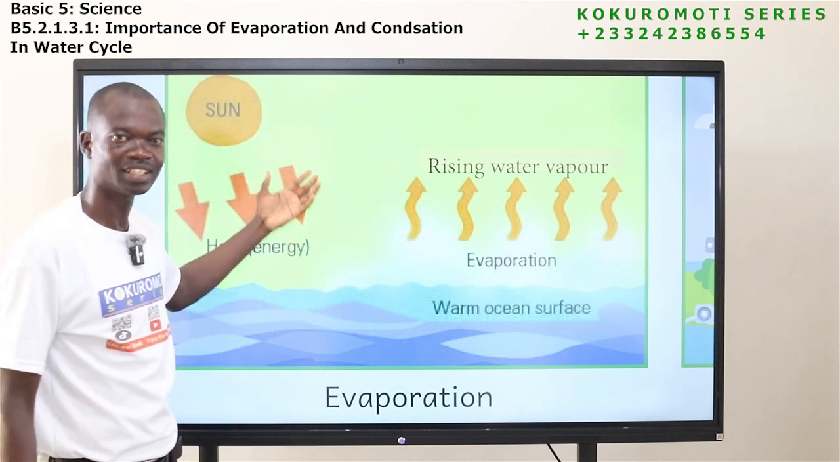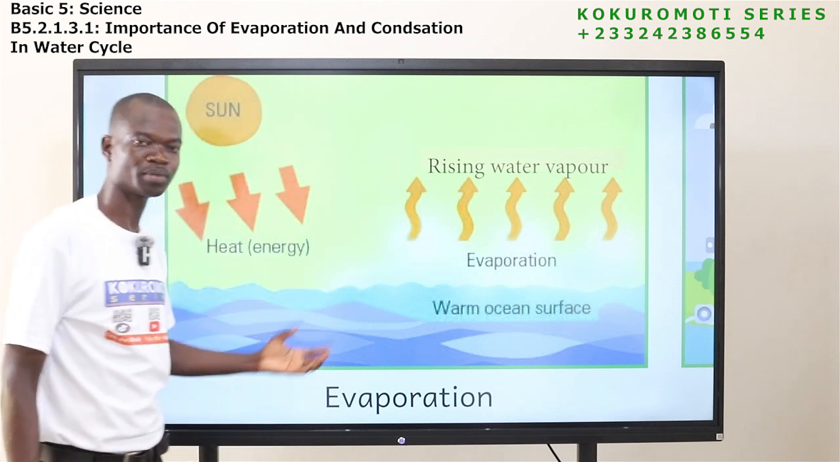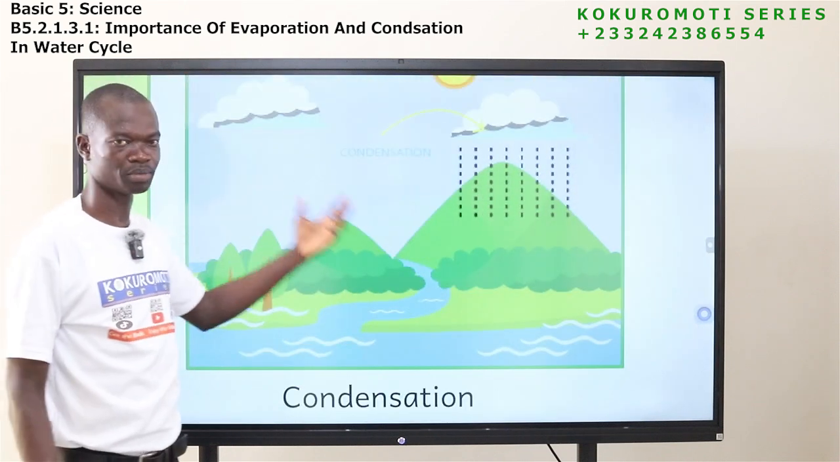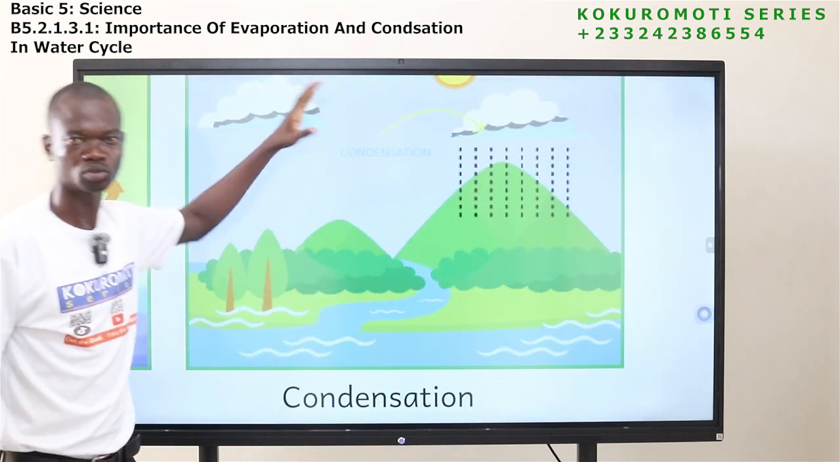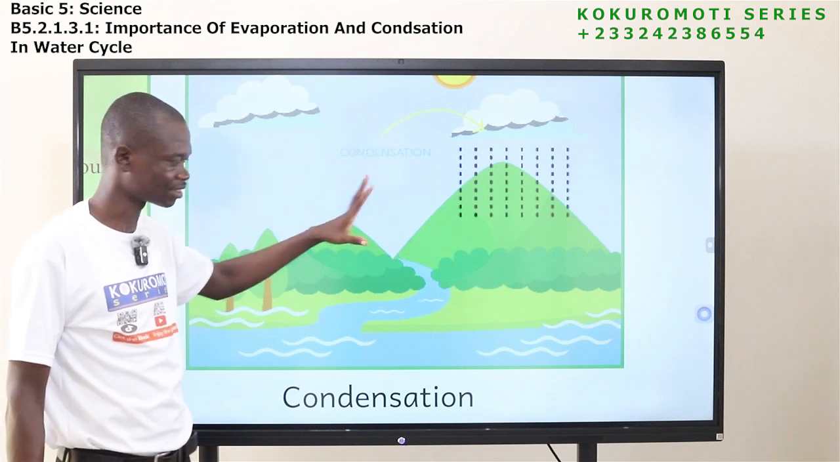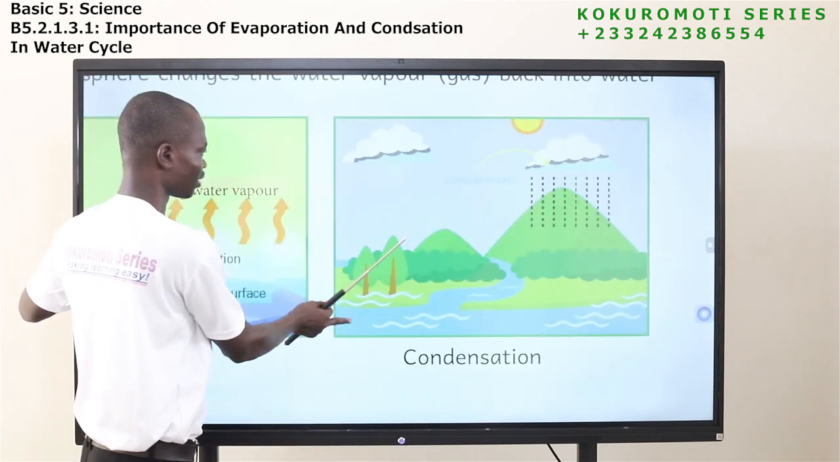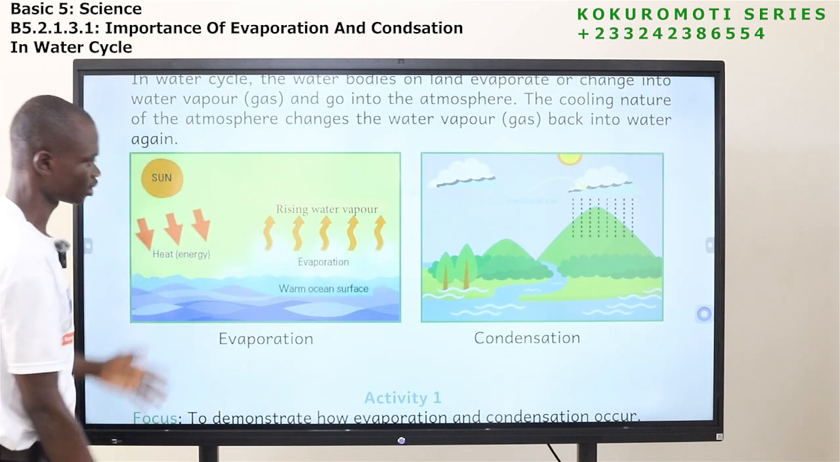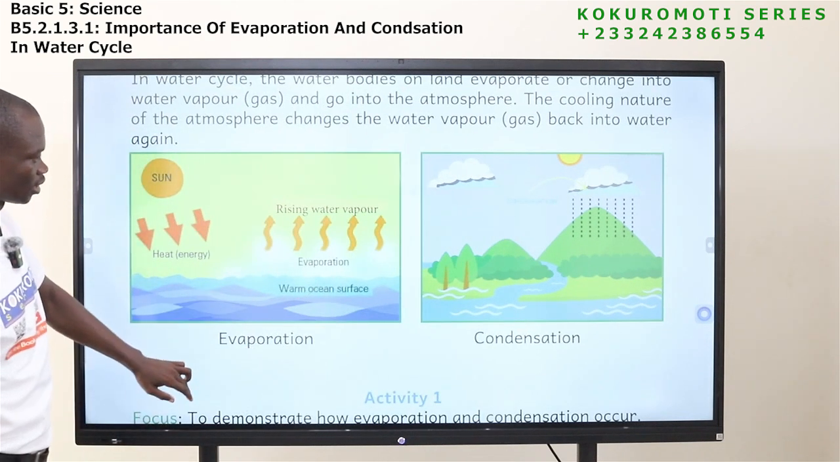So evaporation needs what? Will take place only when there is what? Source of heat. And condensation will also take place only when there is something to cool the vapor, the water vapor or the gas. Okay, so this is how evaporation and condensation is.